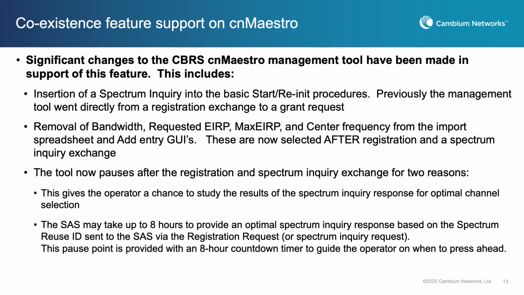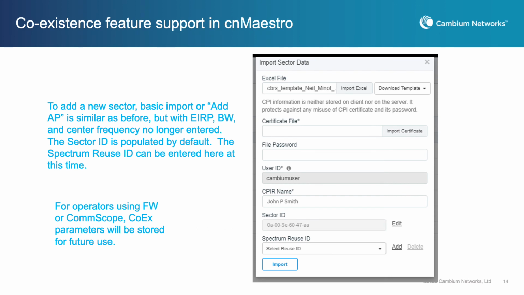So let's walk through this. First, to add a new sector, you can use spreadsheet import or the add AP button, just like before, but with the EIRP, bandwidth and center frequencies no longer entered in the sheet or in the add AP pop-up GUI. We can add the coexistence parameters at this point though.